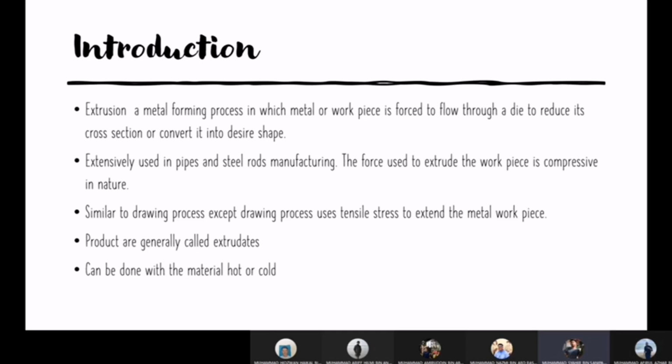This process is similar to drawing process, except drawing process uses tensile stress to extend the metal workpiece. The compressive force allows large deformation compared to drawing in single pass. The most common material extruded are plastic and aluminium. Besides, it can be done with the material hot or cold.